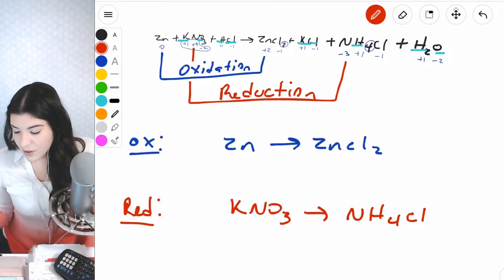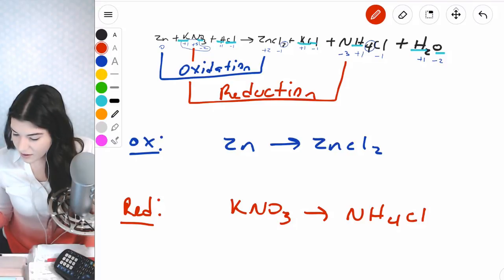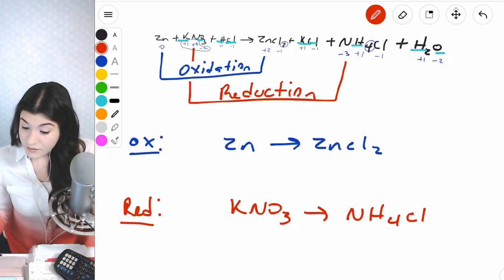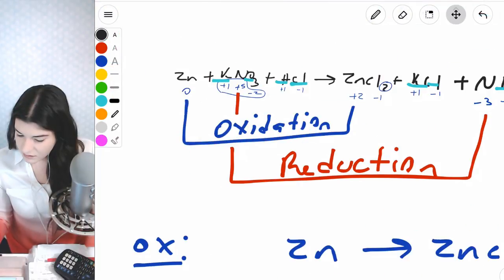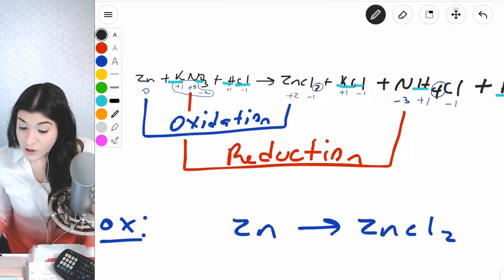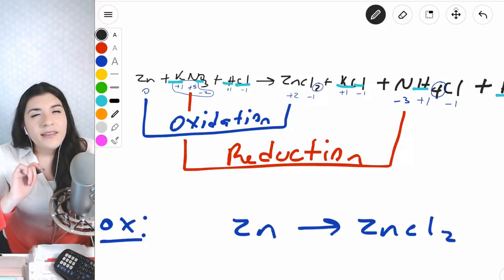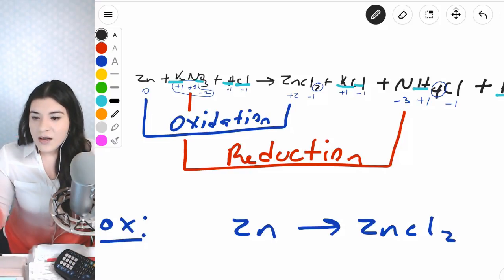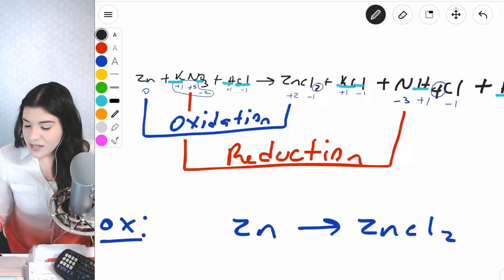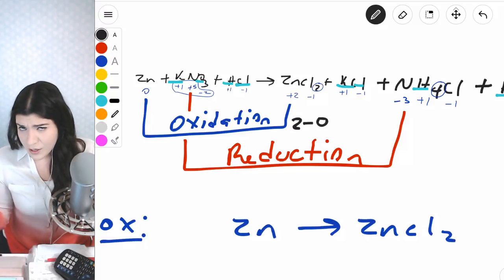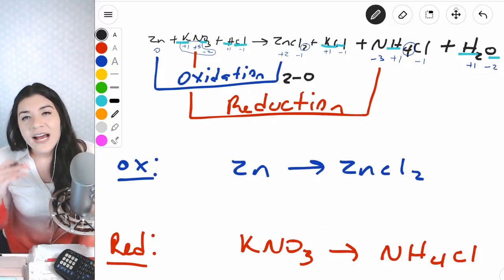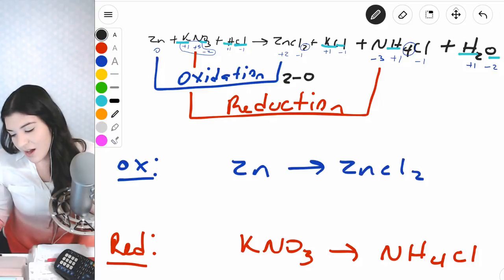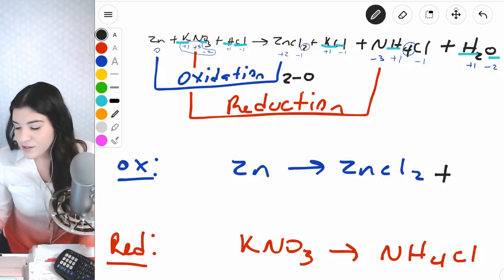From here, I'll keep going. Let's see what else we got. I'm going to add my electrons from this point. Let me go back to this. For zinc, your electrons are going to be your products minus your reactants. In this case, it would have been 2 minus 0, so we have 2 electrons. For your oxidation, where you're going to add your electrons is always on your product side. So I'm going to add 2 electrons on the product side.